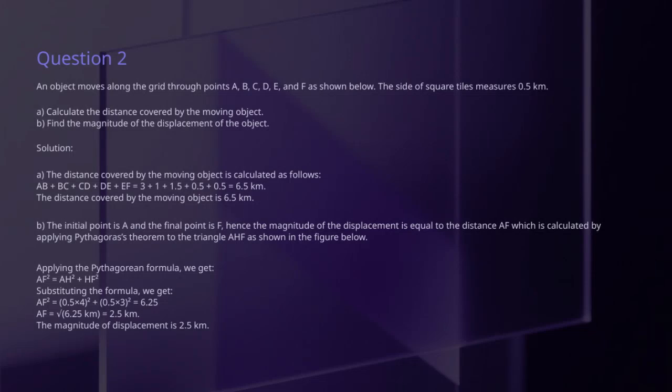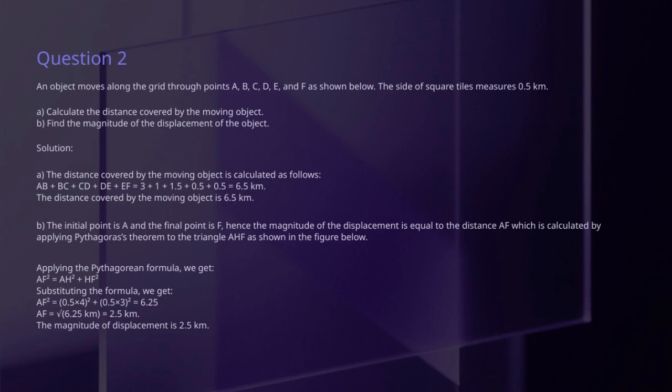Let's walk through how we apply the Pythagorean theorem to find the displacement. We start with the formula: AF squared equals AH squared plus HF squared. Now, when we substitute the values, since AH is half of 4 km, that's 0.5 times 4, which gives us 2 km. Similarly, HF is half of 3 km, so 0.5 times 3, giving us 1.5 km. Squaring these, we get 4 and 2.25, and summing them up gives us 6.25. Taking the square root of 6.25, we find that AF equals 2.5 km.